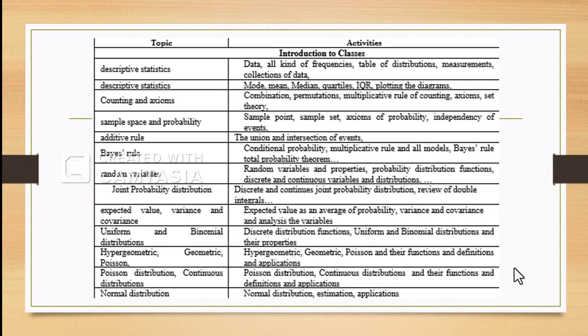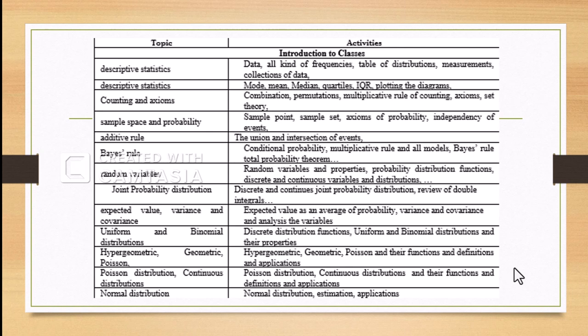At the last part over here, we can see the topics and activities, and we start our discussion with data and all kinds of frequencies. We will discuss the different types of frequencies, the cumulative frequencies, and so on, and the table of distributions for the data. Measurements and collection of data are described in the first video, which is coming later on, and the different types of measures such as mode, mean, median, quartiles, and interquartile range, and plotting the diagrams are in the second videos over there.